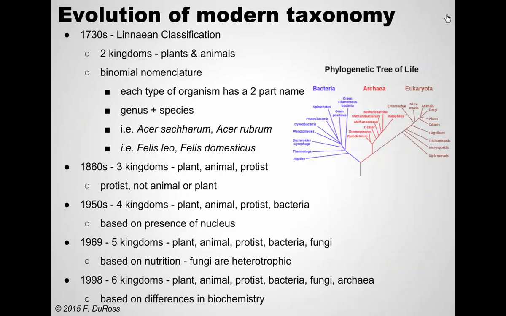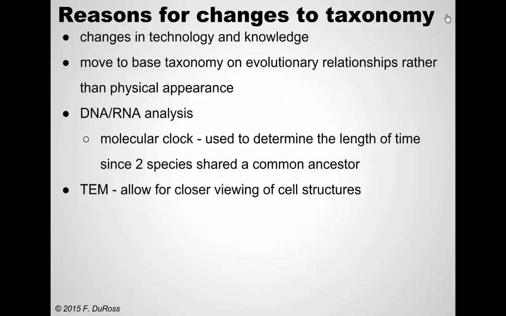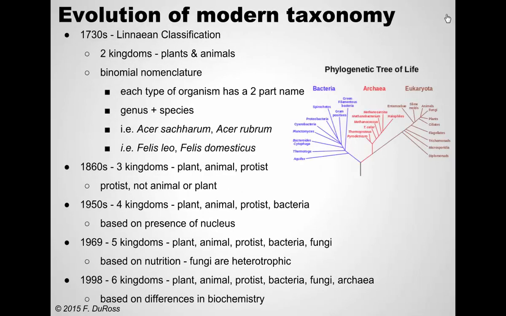So where did this modern system come from? Well, if you think about Linnaean classification, the classification system set up by Linnaeus, he basically split things into two kingdoms, plants and animals. And that was it. He came up with a system of binomial nomenclature in which each species has a two-part name, the genus and the species. So Acer saccharum, Acer rubrum.